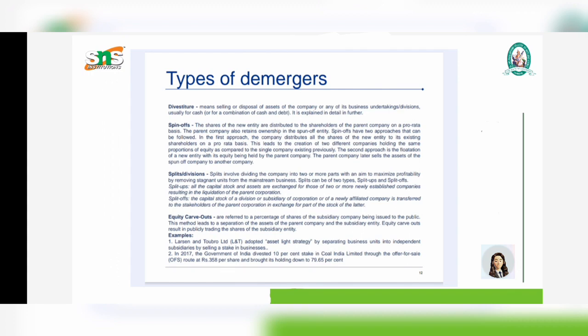Divestiture means the selling or disposal of an asset of a company or any of its business undertaking. Spin-off: the shares of the new entity are distributed to the shareholders of the parent company on a pro-rata basis. Splits involve dividing the company into two or more parts with the aim of maximizing profitability by removing stagnating units of the mainstream business. Equity carve-out refers to a percentage of shares of the subsidiary company being issued to the public. All these examples come under equity carve-outs.